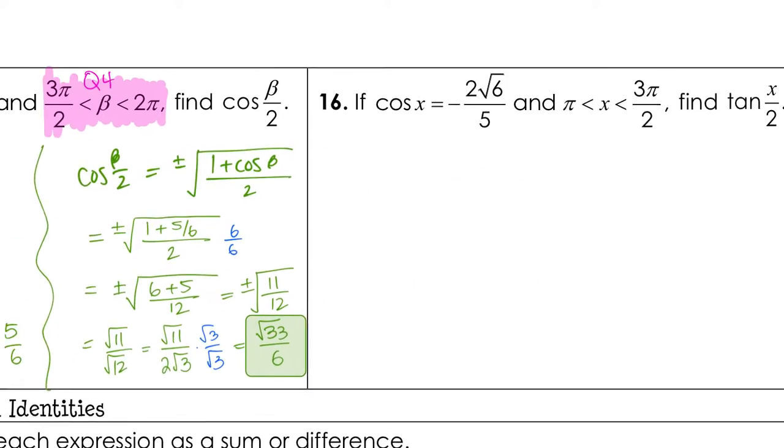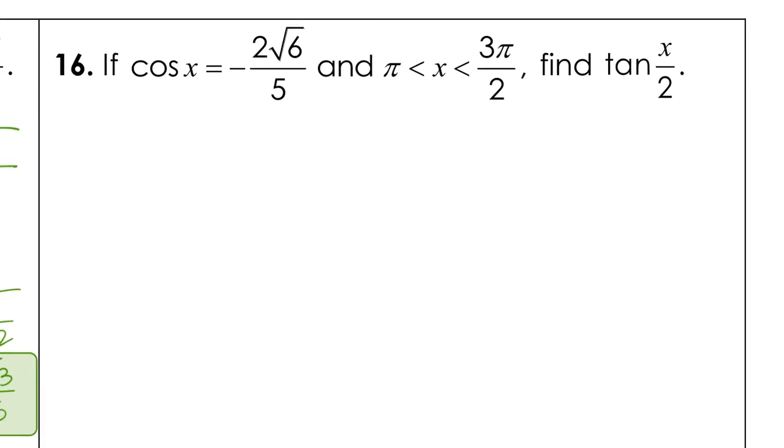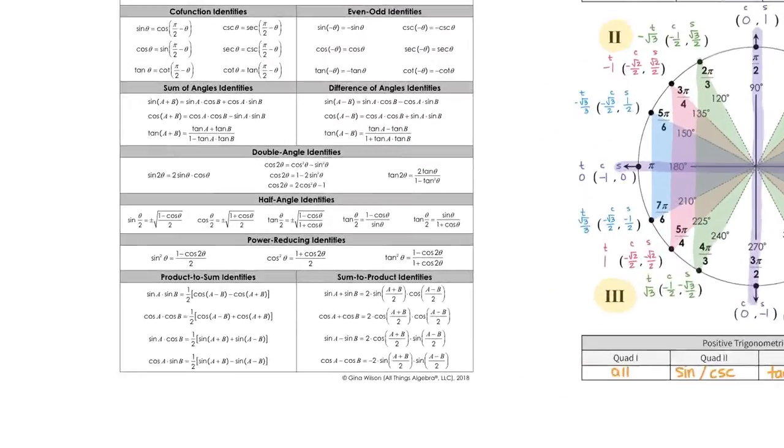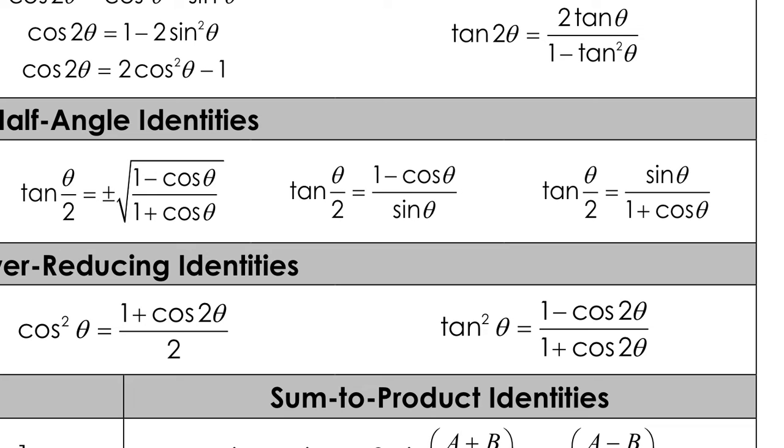Okay, let's try another half angle. So similar to that one. This time it's tangent. So if you remember before, tangent of a half angle has 3 different options to choose from. So let's take a look at what those options are. Those are our 3. You could use any one of them that you want. No matter which one you pick, you are going to get the same answer.